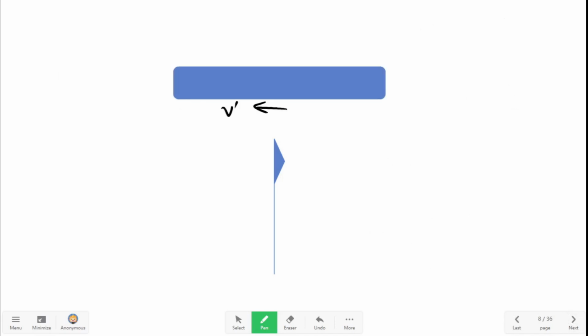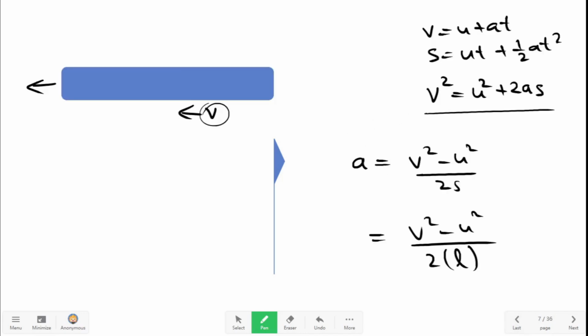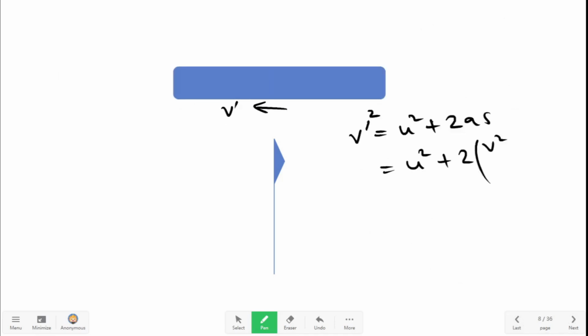Now let us find v prime. V prime is the velocity with which the midpoint of the train is passing the pole. V prime is equal to, again we can use the same formula, v prime square is equal to u square plus 2as. This is equal to u square plus 2 times, we found the acceleration to be equal to v square minus u square divided by 2L. And s is, now the distance is L by 2.